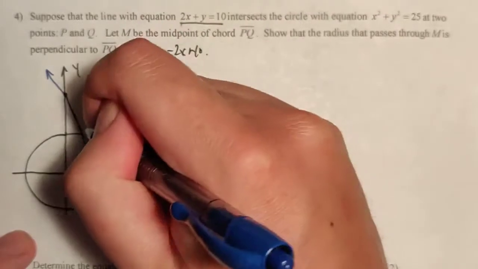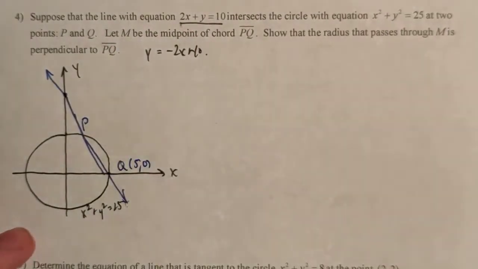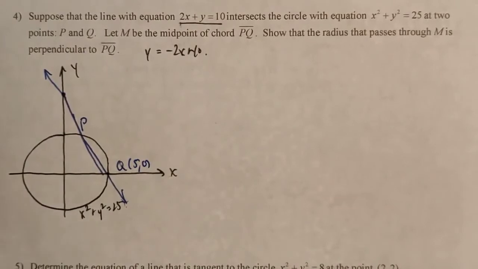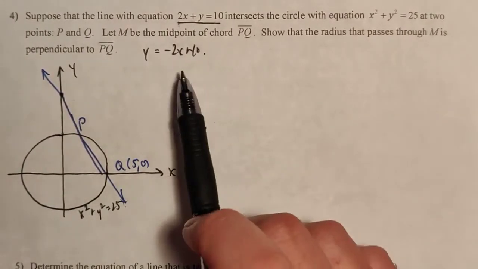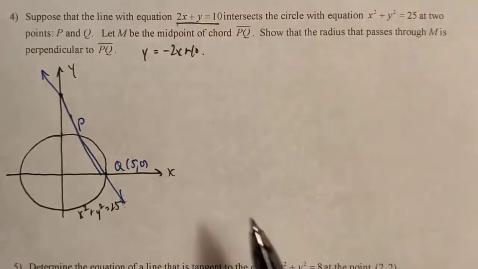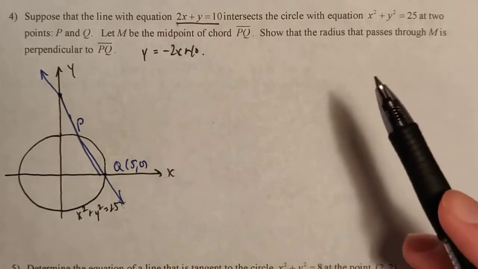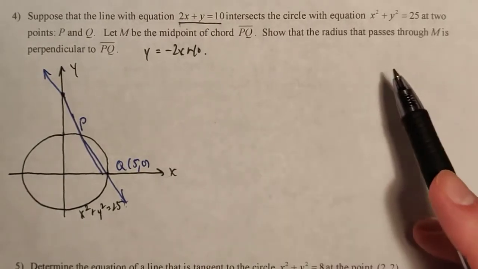So we're going to get 2 points here. Here's P and here's Q. We know one of these points is (5, 0) already. In order to find the other point, remember, just like with the equations of lines, when we find their intersection, we just set them equal and solve the system. So we're going to do the same thing here and solve a system.